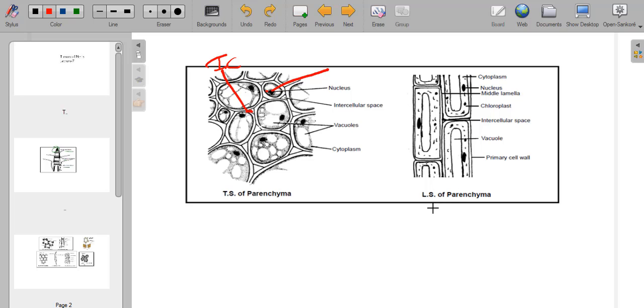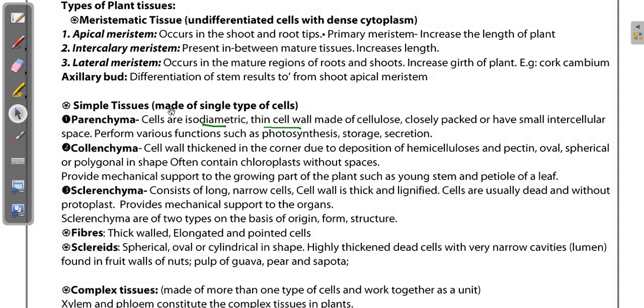And this is a longitudinal section. In the longitudinal section, you can see the cells are quite columnar in shape, and also you can see the primary cell wall, vacuole, intercellular spaces. These are about parenchyma, and now let us continue with the next simple tissue.